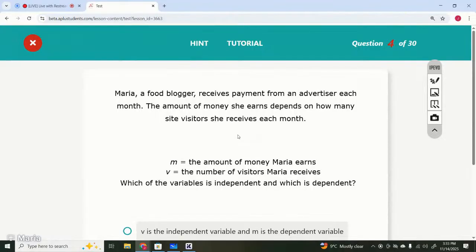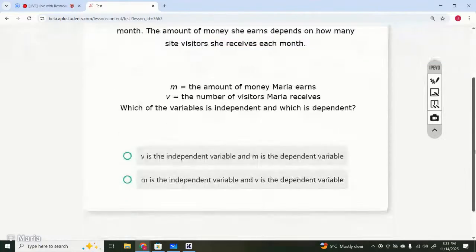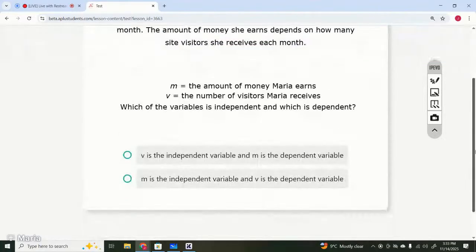The amount of money she earns depends on how many site visitors she receives every month, right? So the more visitors she has, the more money. So money is dependent on V. So V is the independent and M is the dependent variable.